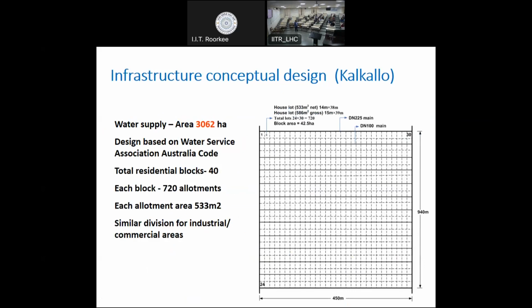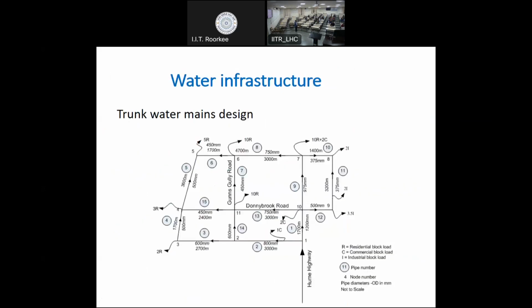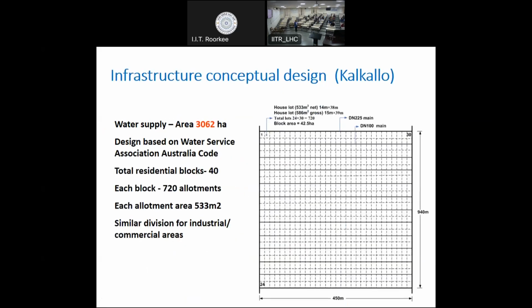Okay. So this way, we developed those blocks, and we put those blocks in the trunk pipe network so that we can cover the whole area. So for example, you can see there were 4 residential units where residential blocks were attached with this node, supplying water. Okay. So that way we designed this network, and ultimately what we found was that there were a total of 40 residential blocks, and each having 720 allotment homes. Okay. Similarly, we did for industrial and commercial areas.